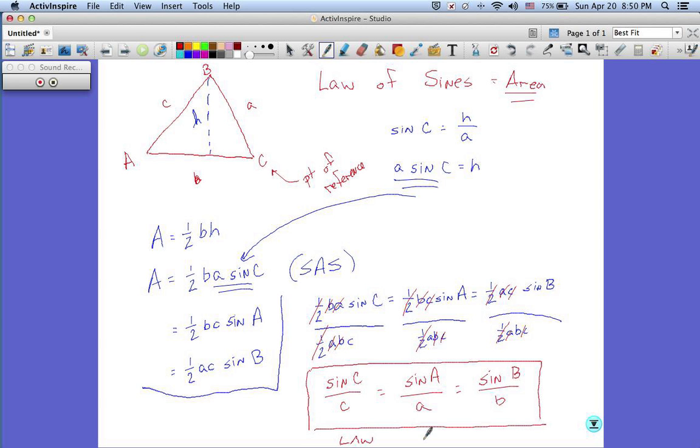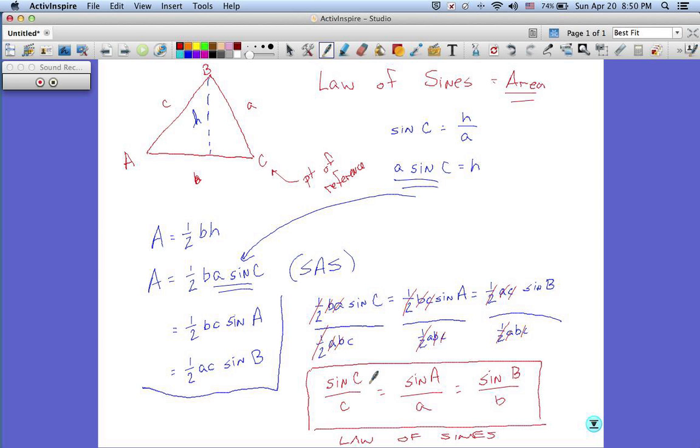All right, so while this is what our book will officially tell you is the law of sines, note that it is derived from a simple area formula dealing with sine. Okay, so two little pieces here getting to the law of sines. The sine of an angle over its side is equal to the sine of another angle over its side.